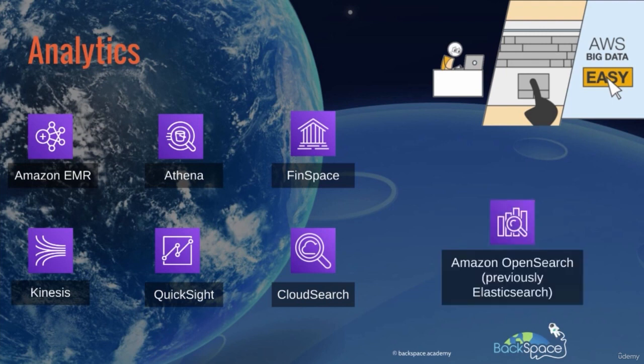Amazon OpenSearch is a fully managed service for Elastic.co's Elasticsearch framework. This allows high-speed crawling and analysis of data that is stored on AWS. Amazon OpenSearch was formerly called Amazon Elasticsearch.